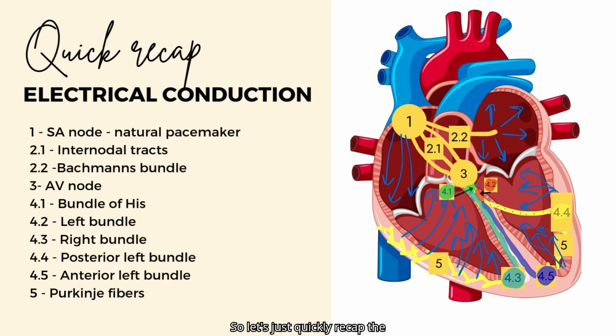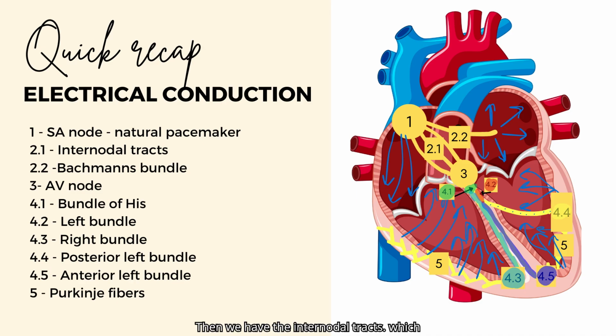So let's just quickly recap the electrical conduction of the heart. First of all, the signal starts from the SA node, which is the natural pacemaker of the heart. And it's called this because it can make the signals, or the depolarization signals to be more specific, by itself, whereas other cells have to receive a depolarization signal to be able to depolarize.